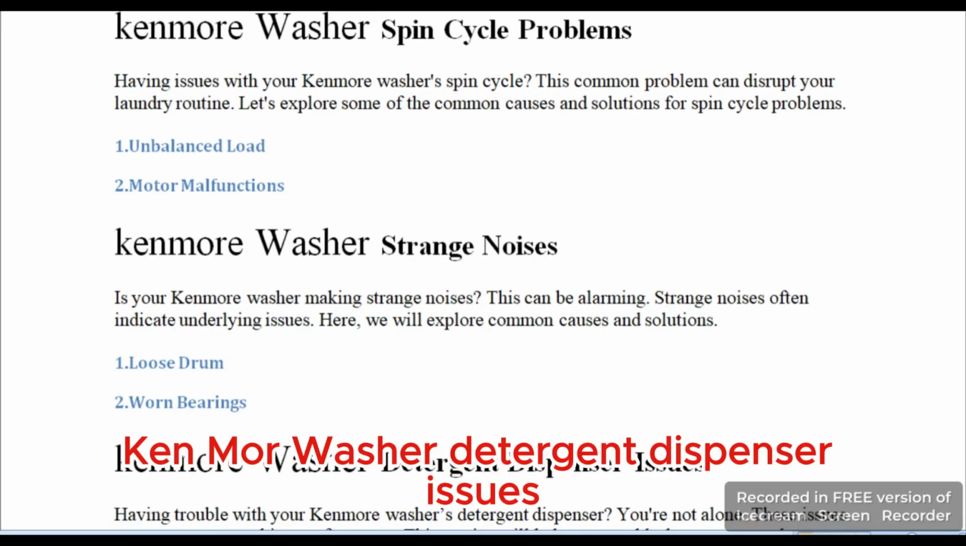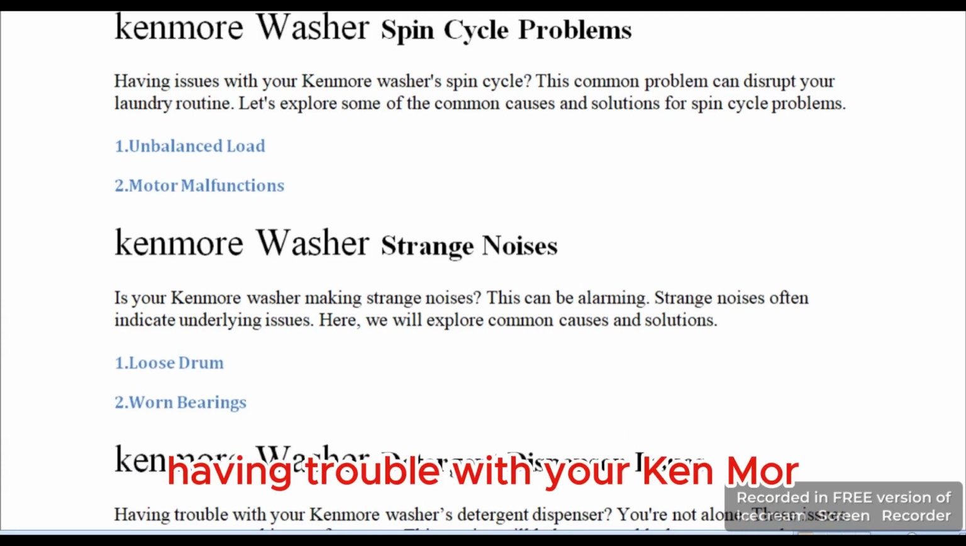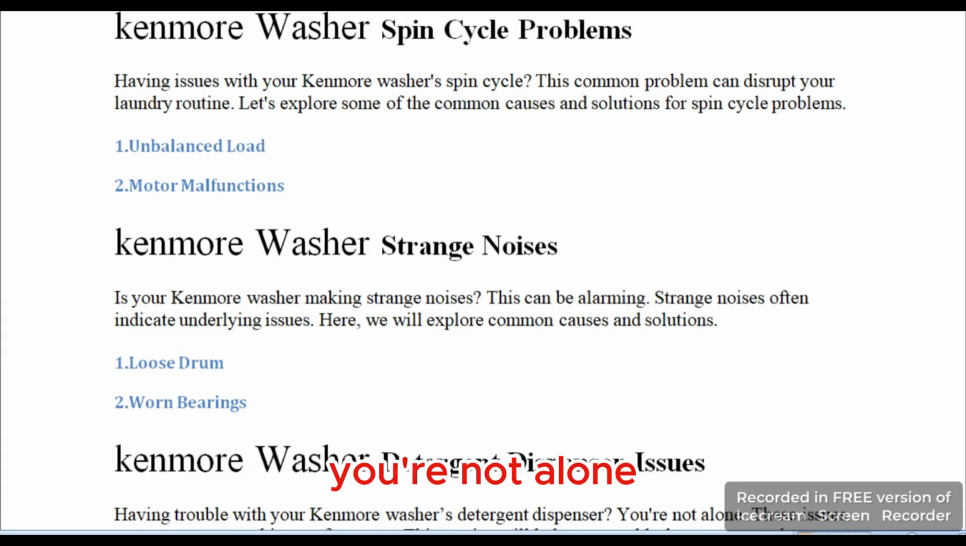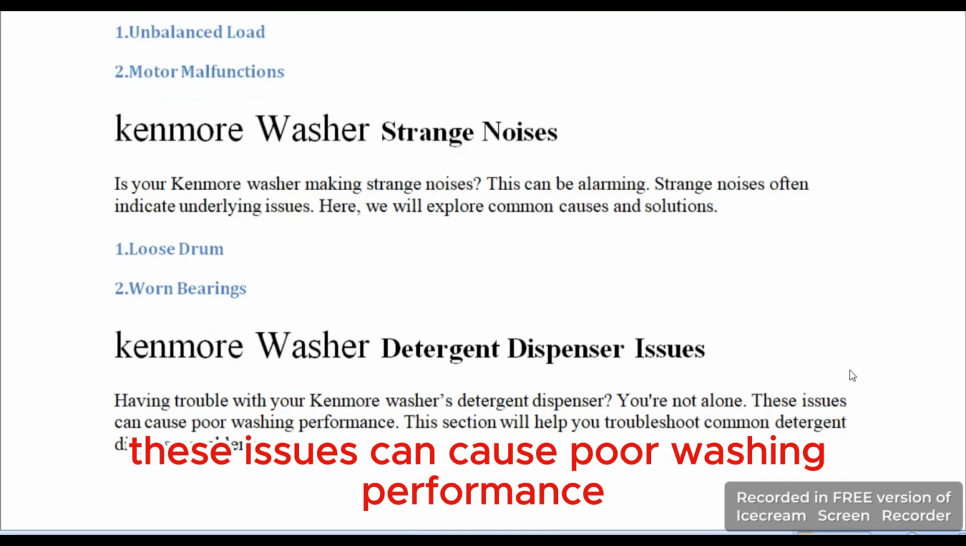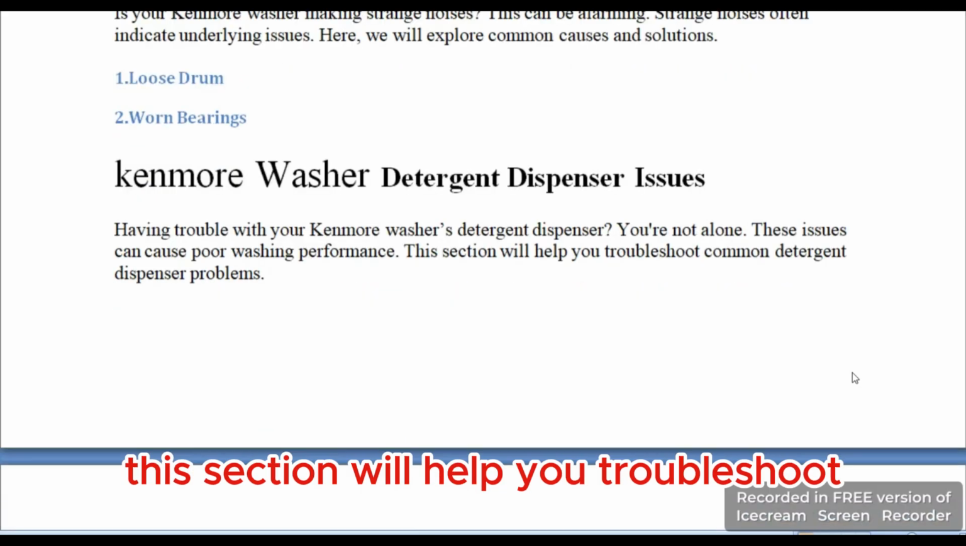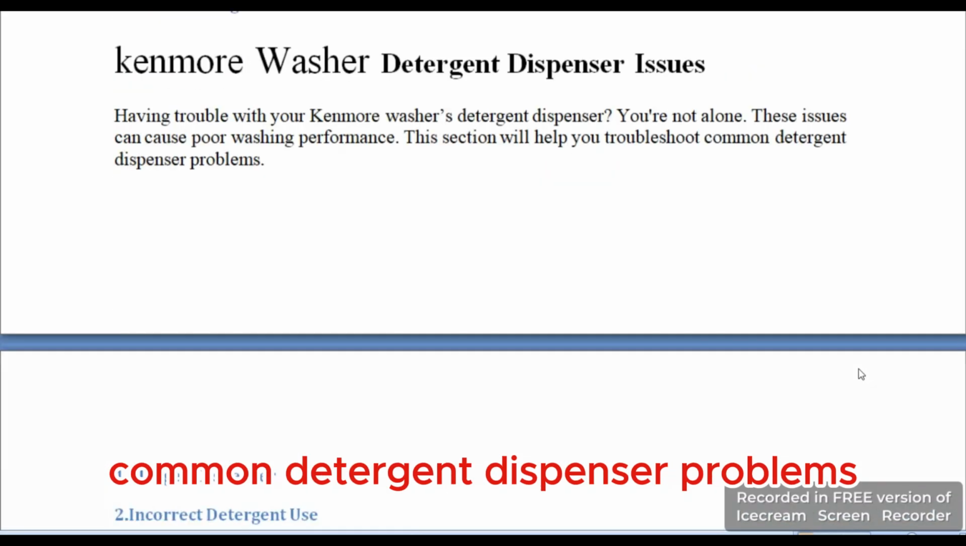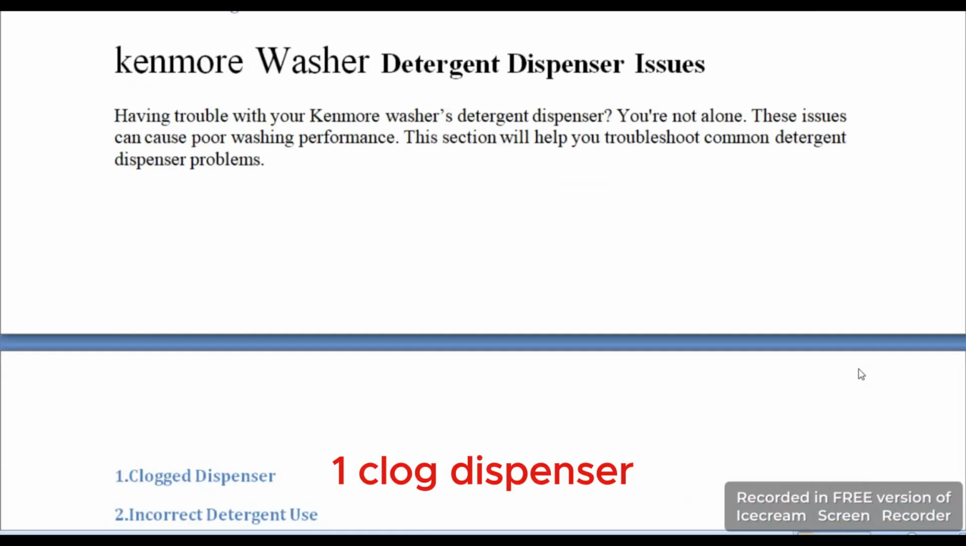Kenmore washer detergent dispenser issues. Having trouble with your Kenmore washer's detergent dispenser? You're not alone. These issues can cause poor washing performance. This section will help you troubleshoot common detergent dispenser problems. 1. Clogged dispenser. 2. Incorrect detergent use.